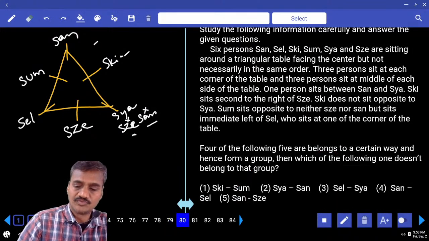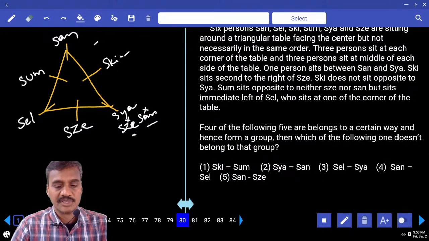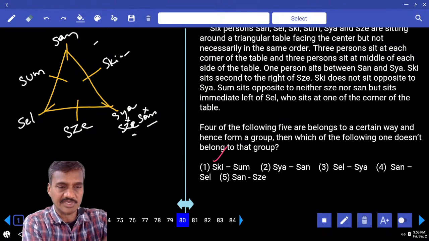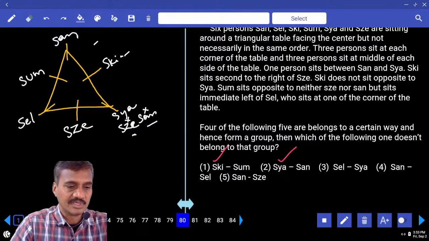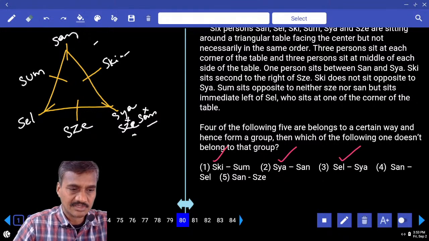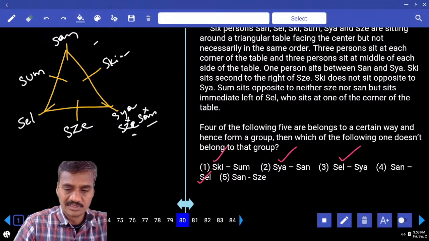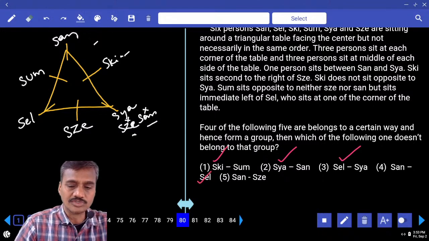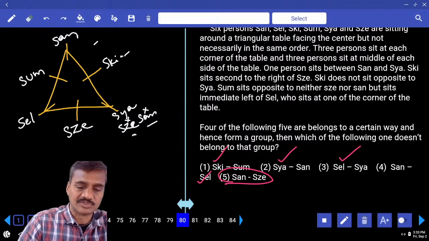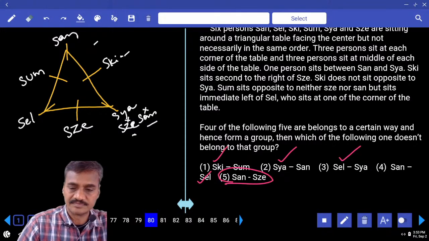Then the 80th, four out of the following five are alike, meaning odd one out. SKI is seated second to the left of Sum. SYA is seated second to the left of SAN. SZE is seated second to the left of SYA. SAN is seated second to the left of SZE. SAN is seated third to the left, except choice 5. And in the remaining, there is exactly one person between these two. Choice 5 is the answer, 80.